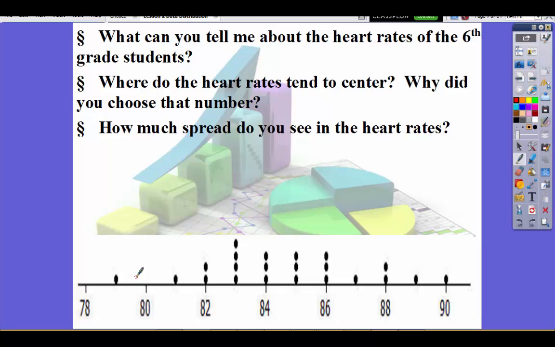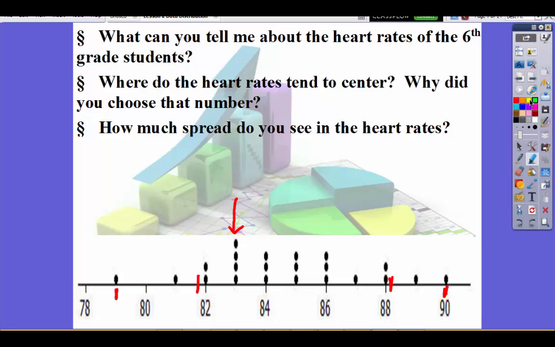Well, let's look at this first question. What can you tell me about the heart rates of 6th grade students? Well, I can say that they range from 79 to 90. I could say that it looks like the most common heart rate is 83. I could also say that it looks like most heart rates are between 82 and 88. Those are all things I can use to tell you about their heart rates.